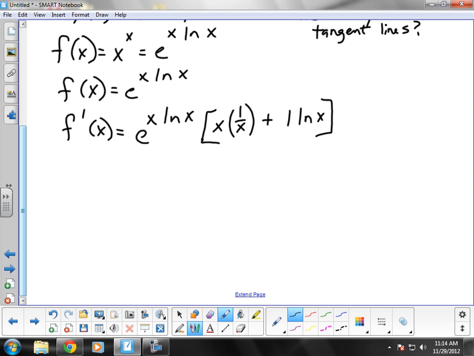Oh, because that's the power rule. We already knew that, right? Okay. Now we need to simplify this. This is e to the x times the ln of x. And so this one's 1 plus the ln of x. And you're done with that. Almost.